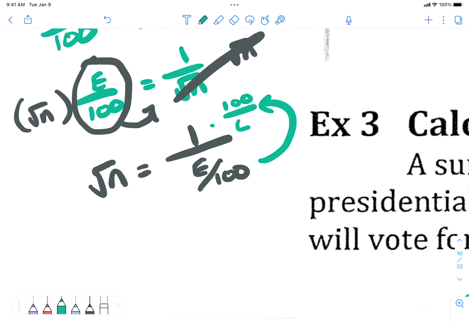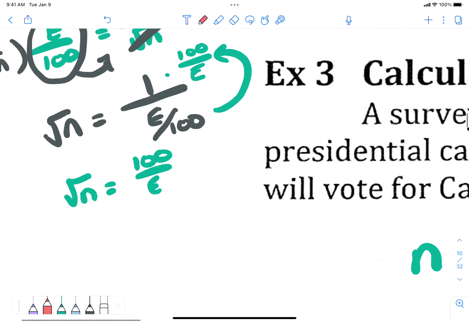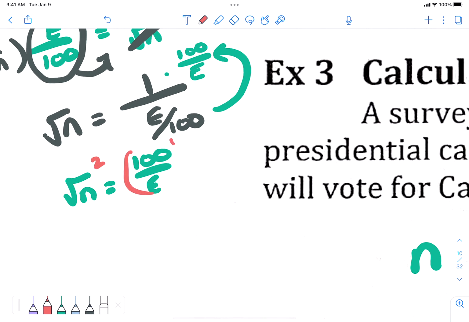So we're going to flip it to 100 over E now instead. What's 1 times 100 over E? 100 over E, right? Okay. Now, last step. What do I do to get n by itself? How do I get rid of a square root? Square it. So I'm going to take this guy and square it.